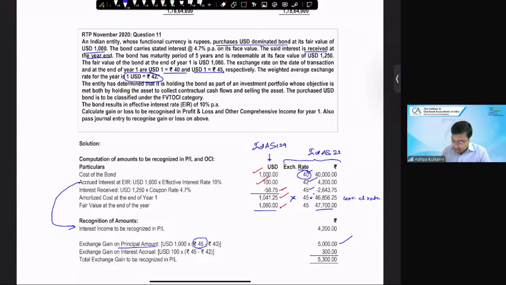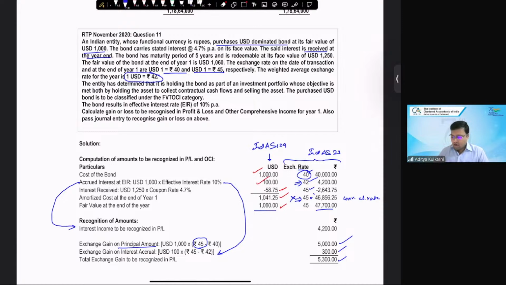Additionally, there is an exchange gain on accrued interest. I accrued the interest at 42, but my closing value of the instrument is measured at 45. So there is an exchange gain on interest accrual also, and that comes to 300 rupees. Are we able to understand? Yes, sir. So that also goes to your P&L. So total amount that goes to the P&L is 5,300. Is it okay? Till now, is it fine?